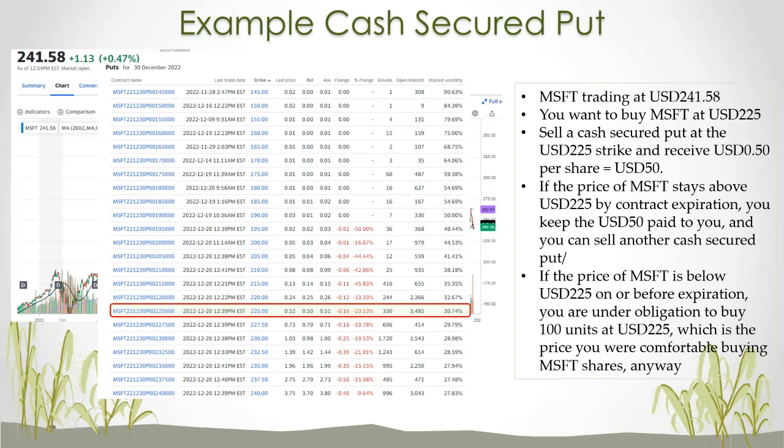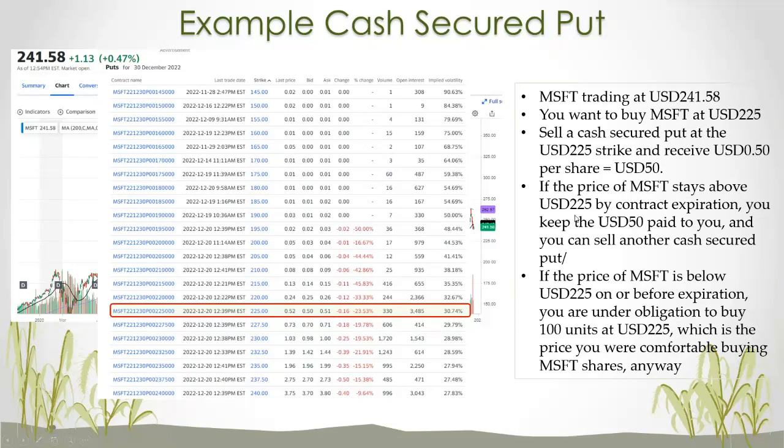And in this instance, the Microsoft 225 cash secured put that expires on the 30th of December 2022, today being the 20th of December 2022, the Microsoft cash secured put at $225 is trading at 50 cents. So what this means is, even though Microsoft is trading at 241.58, you have sold a cash secured put and you will receive 50 cents per share, which translates to $50 in total, not counting the fees.